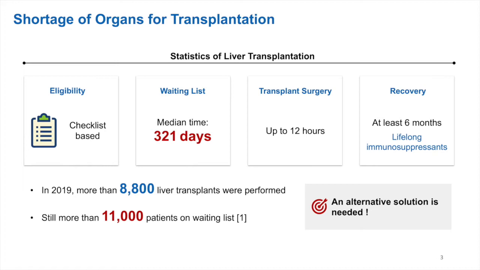After surgery, they are in recovery for at least 6 months and need to take immunosuppressive medications for life to minimize rejection. Despite having more than 8,800 liver transplants performed in 2019, there are still more than 11,000 people on the liver transplant waiting list in the US. In addition to the scarcity of available donors, liver transplantation also brings about the issue of immune rejection of the donated tissue by the recipients.